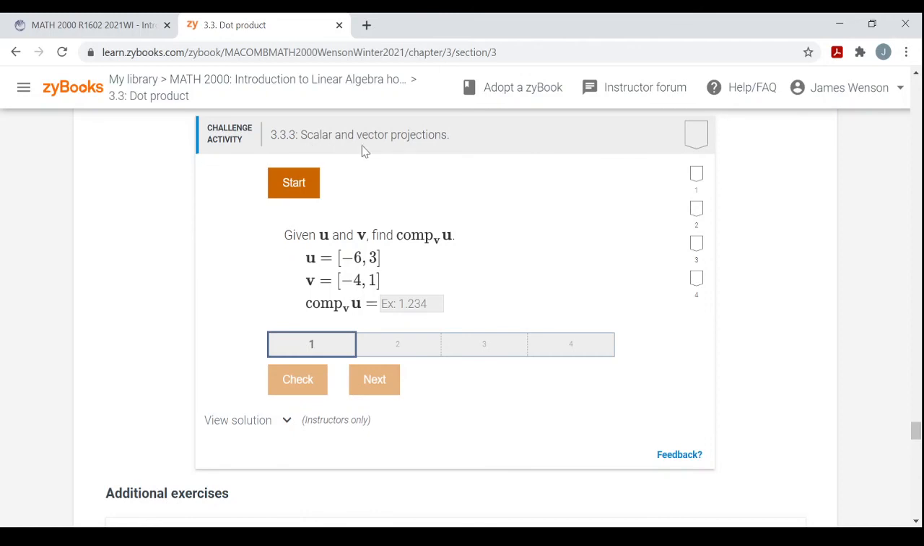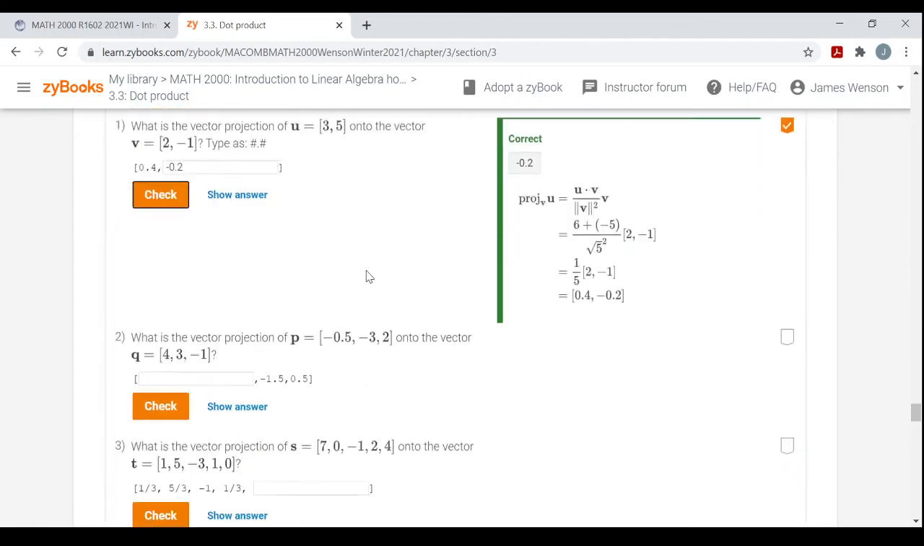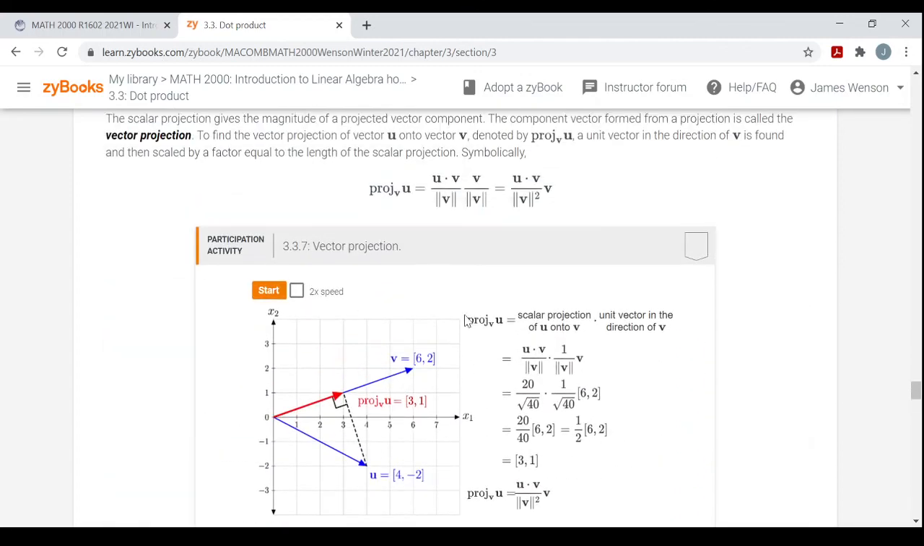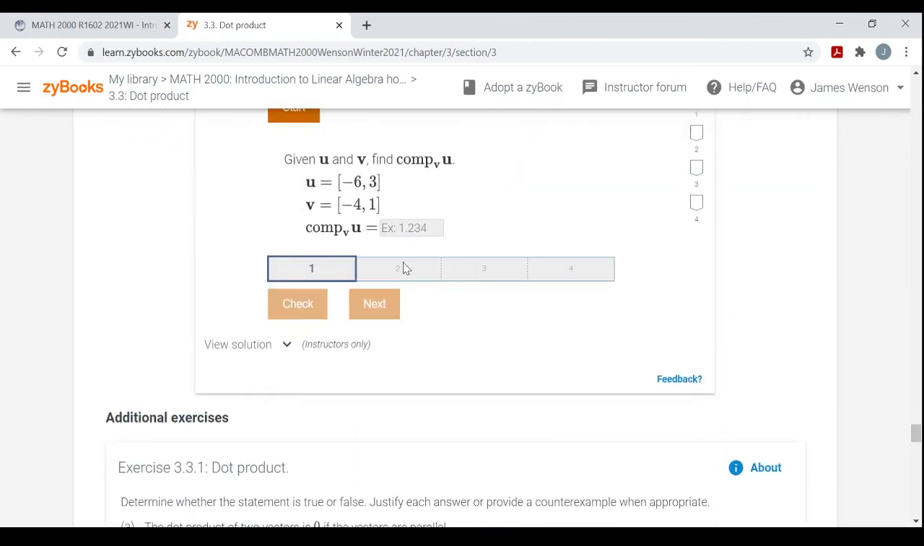All right, then the challenge activity, you just have to pay attention to whether they're asking for the scalar projection or the vector projection. If they ask for this comp, right, component, that's the scalar projection. Your answer should be a scalar. And for a vector projection, that's the proj, right? That's this thing here, that's vector projection. Your answer will be a vector.